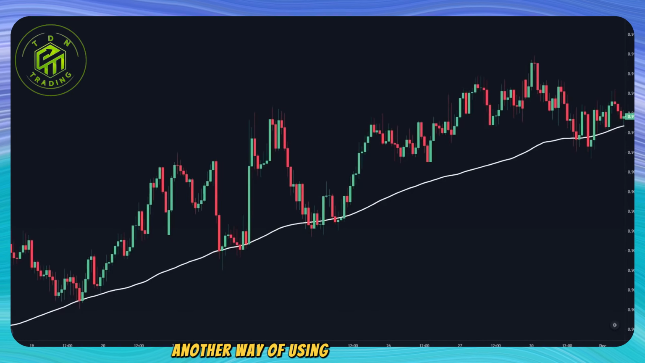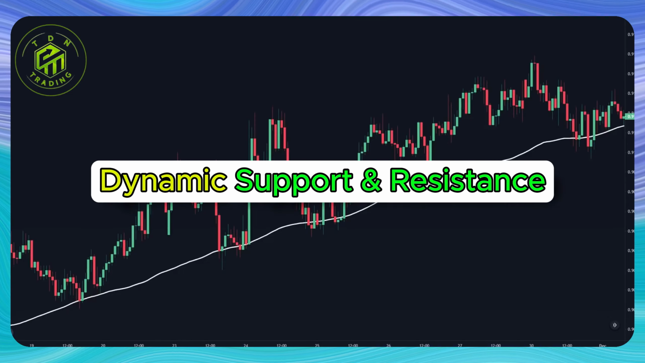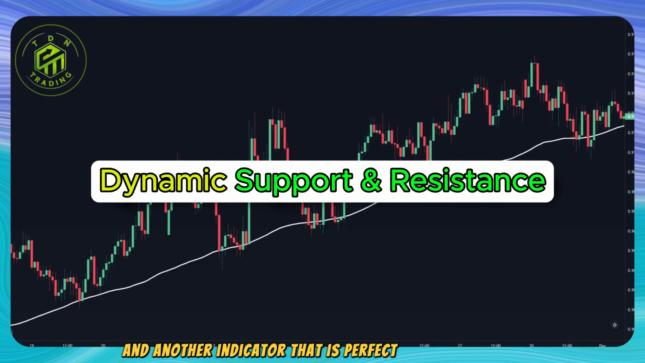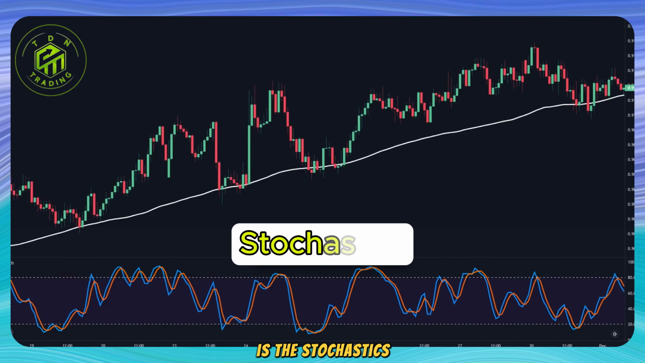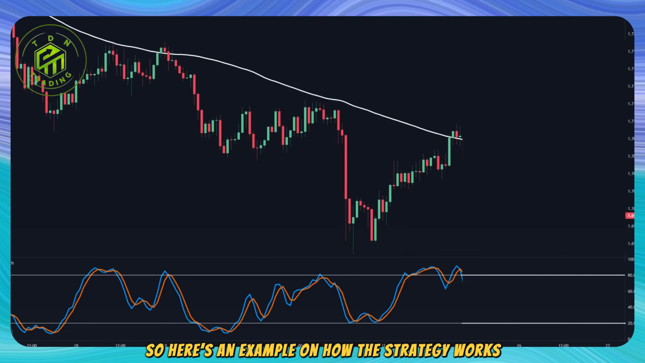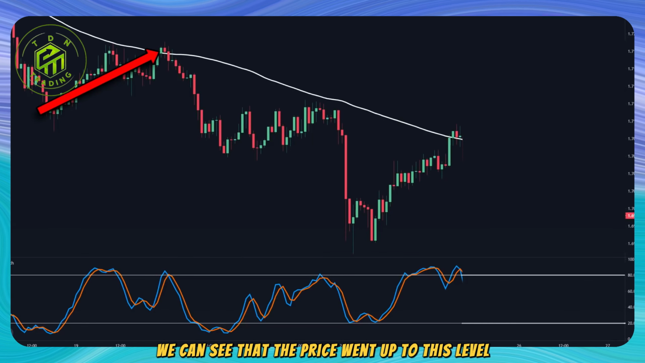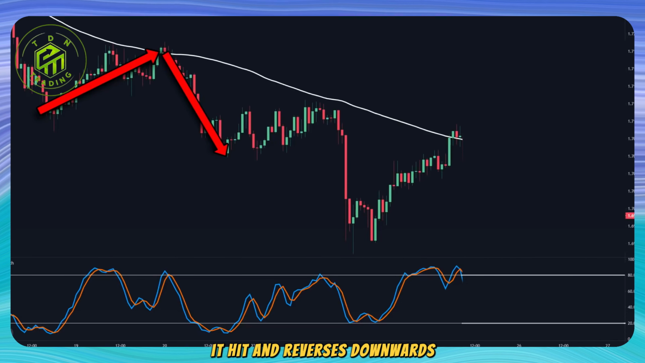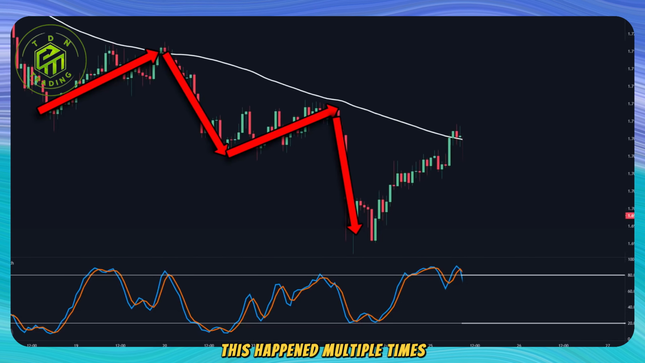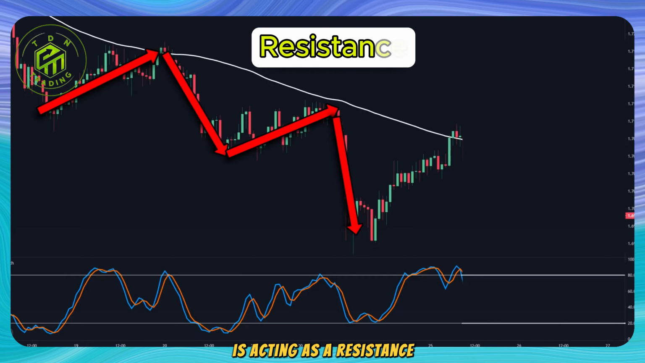Another way of using the moving average is by trading it like support and resistance. And another indicator that is perfect for the strategy is the stochastics. So here's an example on how the strategy works. In this chart, we can see that the price went up to this level, it hit and reverses downwards. This happened multiple times, which further confirms that the moving average is acting as a resistance.